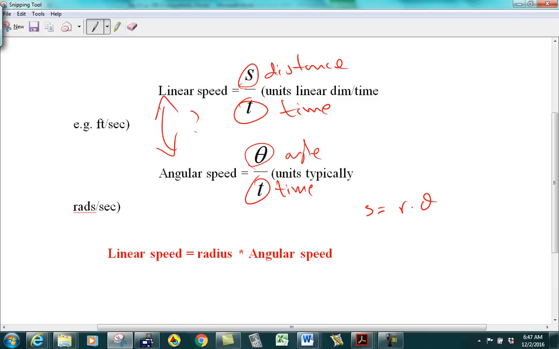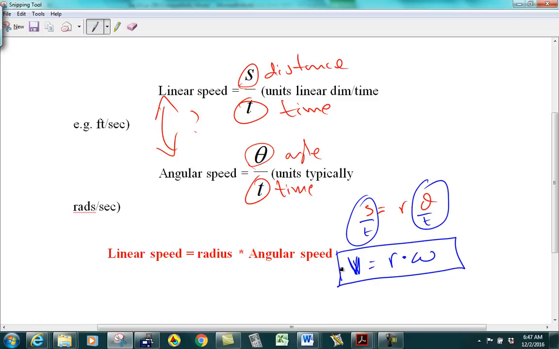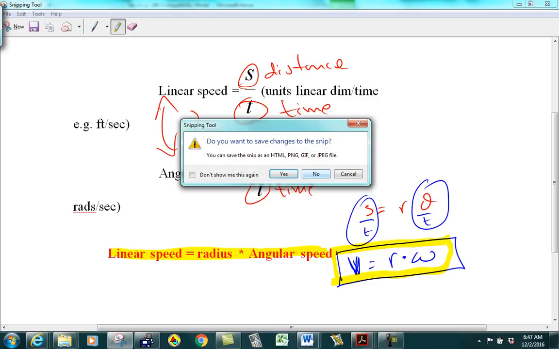And if you divide both sides by t, by time, then you get that the linear velocity, v, is equal to r times the angular velocity, omega. So this is the key formula that you'll be working off of. And I've given it to you in English as well, because some people prefer that. But here's the mathematical formula for it: v equals r times omega. And let's see how we use that.